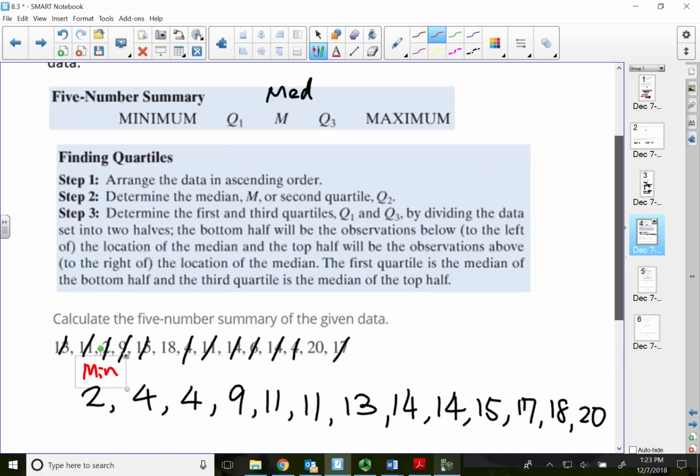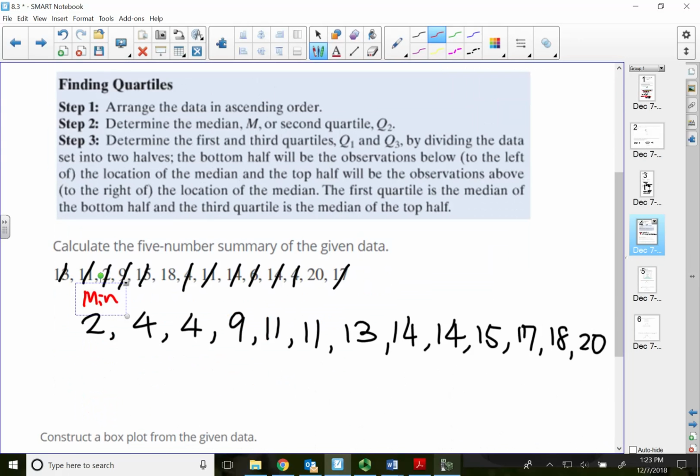For the 5-number summary, minimum and maximum: 20 is your max. So let's take the ends off real quick and find our median. I'll just work my way towards the middle. All right, the median is 13.